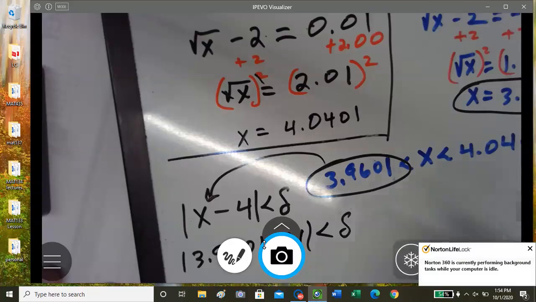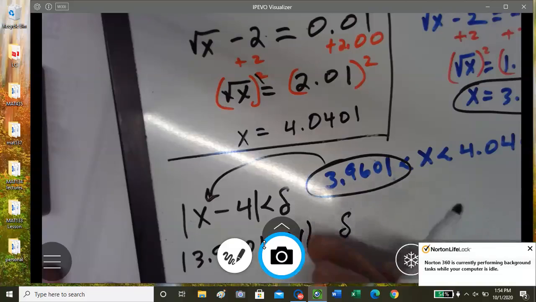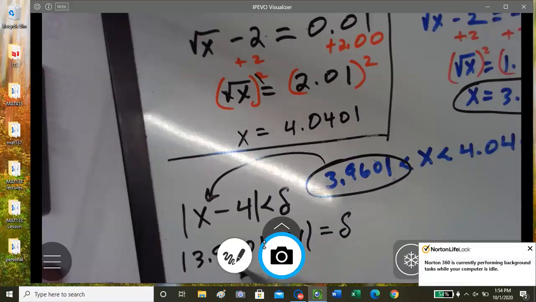And so we're going to get the difference between these two. Because we're finding absolute value, we're going to set it equal. And so we get, because it's absolute value, 0.0399 is our delta. And that's our answer.